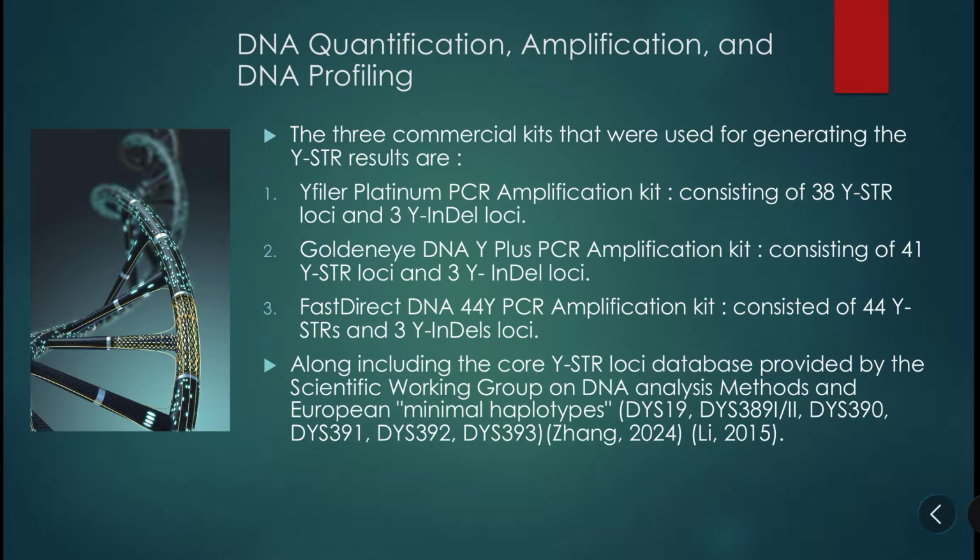DNA quantification, amplification, and DNA profiling. The 3 commercial kits that were used for generating the Y-STR results are 1. Yfiler Platinum PCR amplification kit consisting of 38 Y-STR loci and 3 indel loci. 2. GoldenEye DNA Y plus PCR amplification kit consisting of 41 Y-STR loci and 3 Y indel loci. 3. FastDirect DNA 44Y PCR amplification kit consisting of 44 Y-STRs and 3 Y indels, along with including the core Y-STR loci database provided by the Scientific Working Group on DNA Analysis Methods and European Minimal Haplotypes.